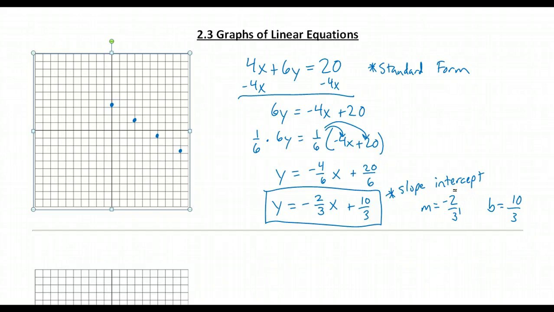Now, negative 2/3 I can get by either going down, which is negative, and to the right, which is positive, or I can go up 2 and to the left 3. Up 2 is positive, to the left 3 is negative. A positive divided by a negative is a negative, and a negative divided by a positive is a negative. Now I'm going to keep going all the way across my graph paper. Now with a ruler, I just need to connect those points.